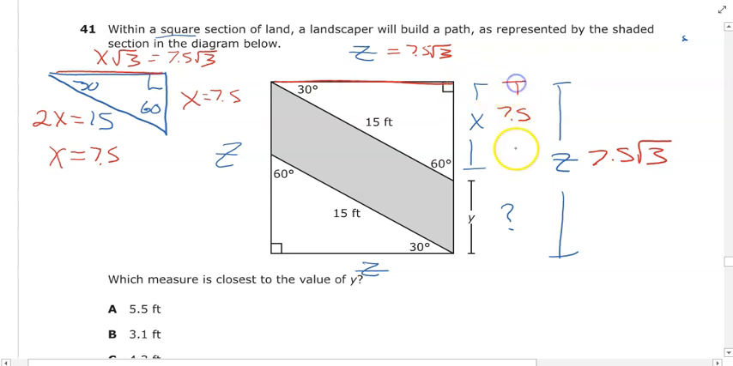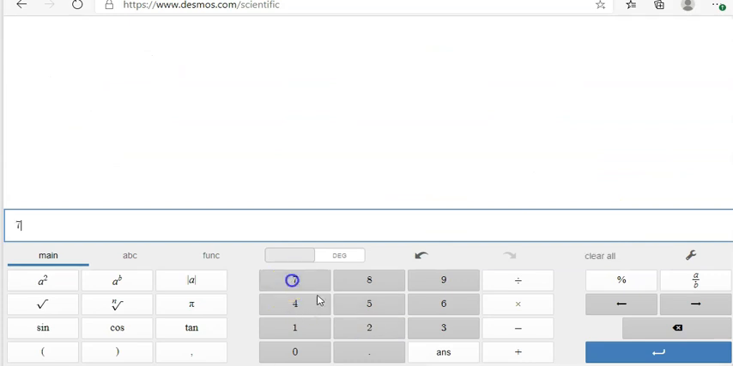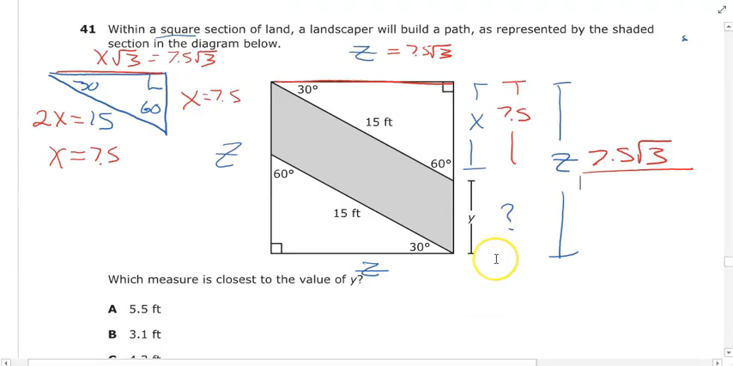So I just need to take this value and subtract this, and I'll be left with y. So 7.5 root 3 minus 7.5, so 7.5 times the square root of 3 minus 7.5. And we get about 5.49 or about 5.5 as our answer. So this value should be about 5.5.